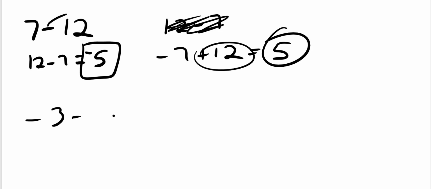Okay. Negative 3 minus 8. Same sign, add them together. 3 plus 8 is 11. What's the sign of the bigger number? Negative. Negative 11.